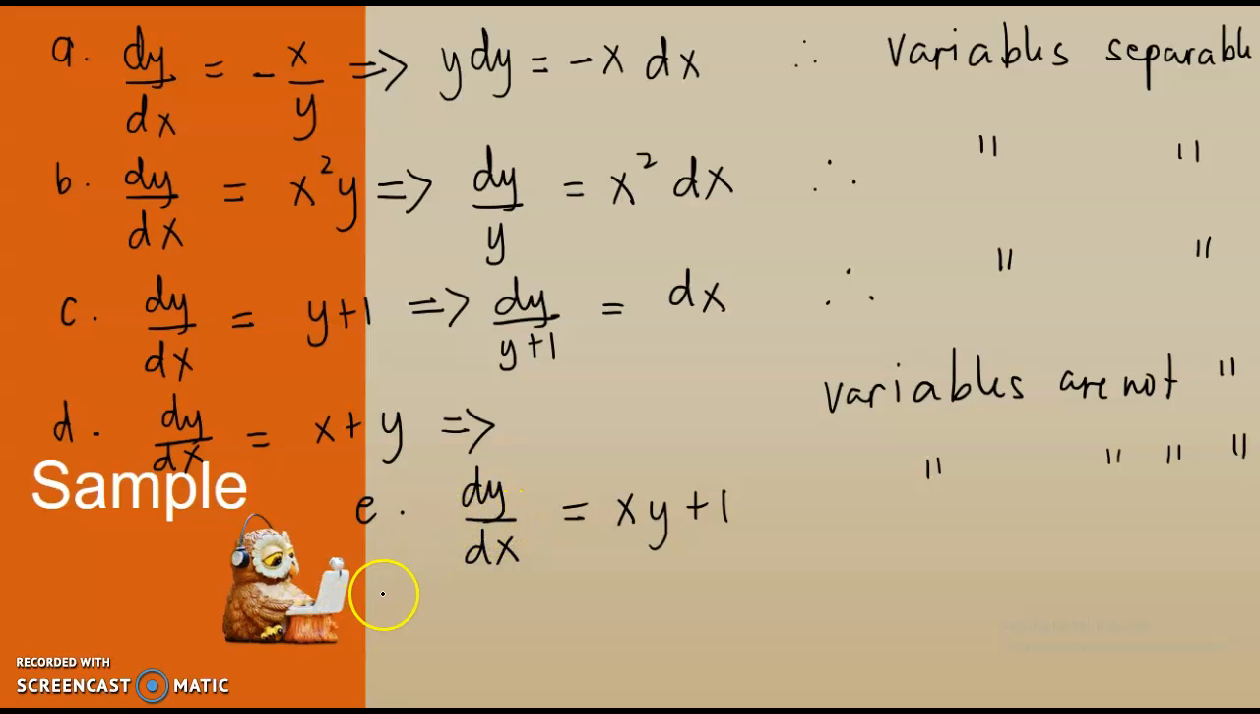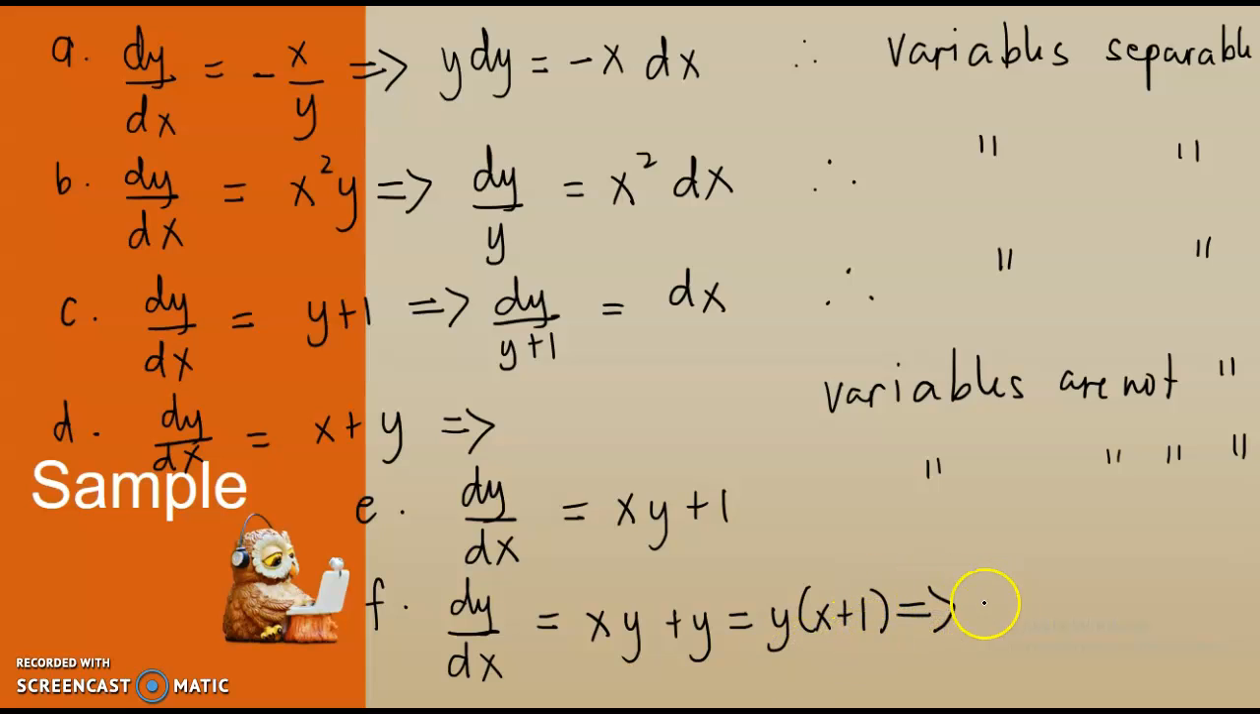Okay, for letter F, we have the derivative of y with respect to x, dy over dx, equal to xy plus y. If you notice, the common factor is y. We can say that this one is y times x plus 1. Therefore, we can separate your y from x. We have dy over y equal to x plus 1 dx. Therefore, this one is a variable separable.